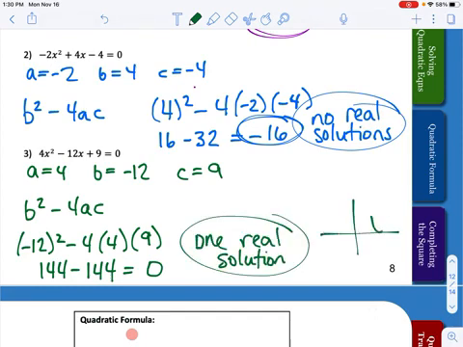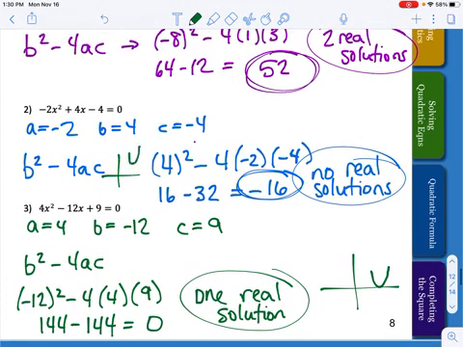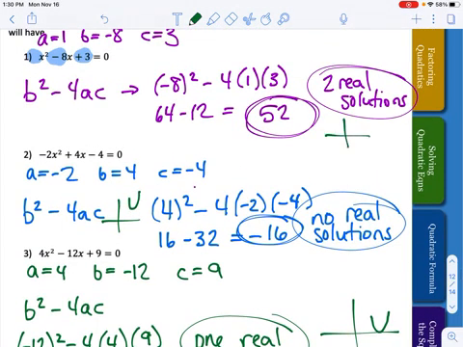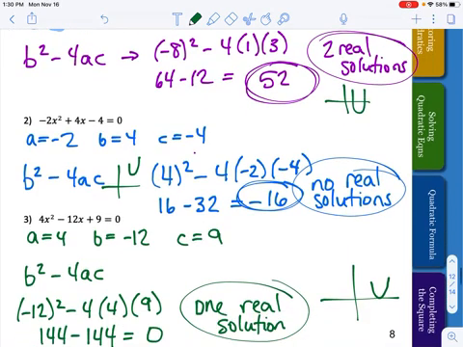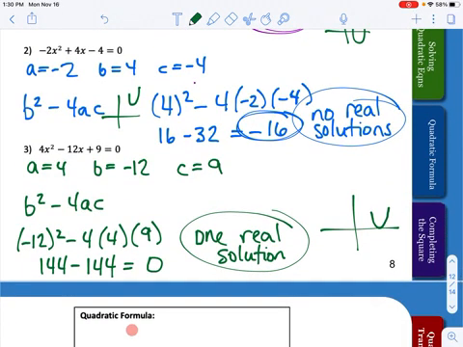Means it would cross the x-axis one time, this one would cross no times, and this one would cross twice. Not necessarily what they actually look like, but that is why there is two, none, and one real solution.